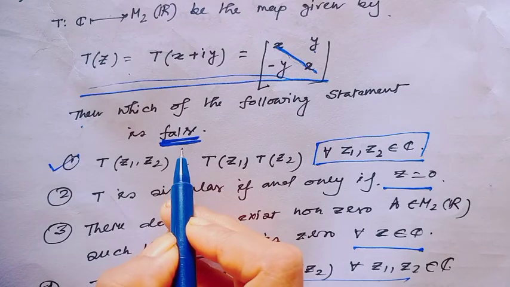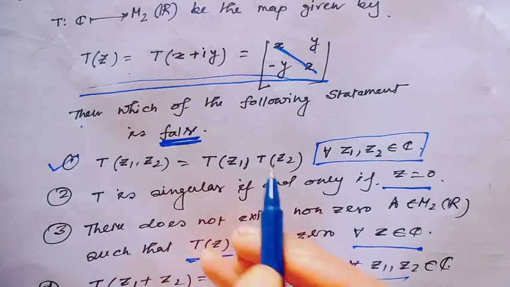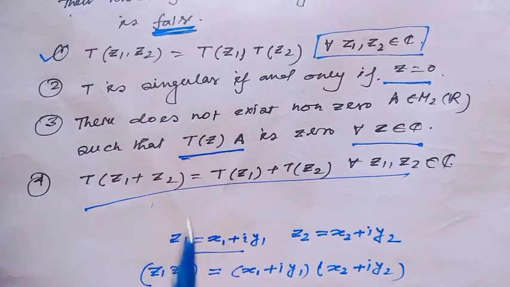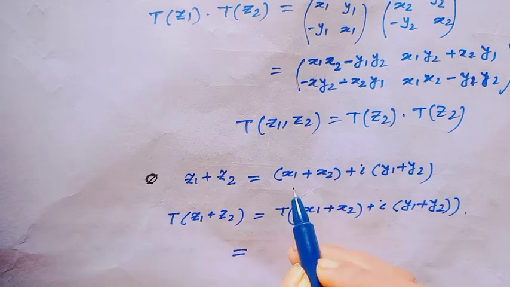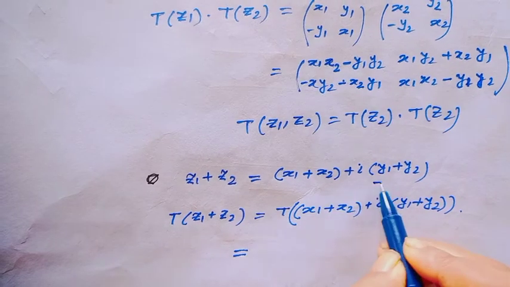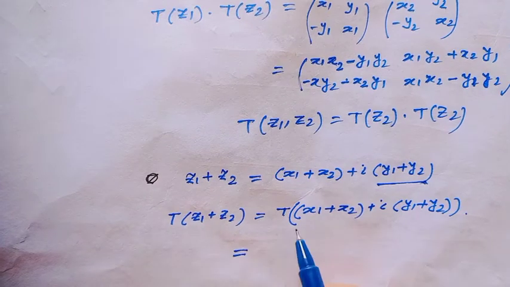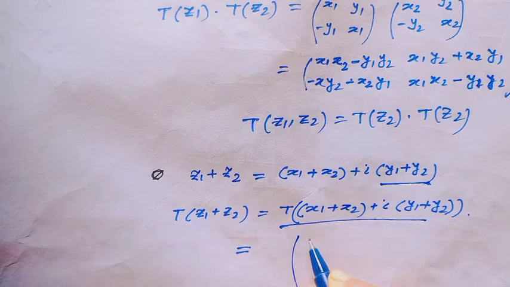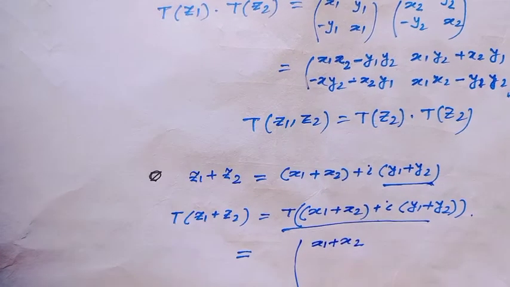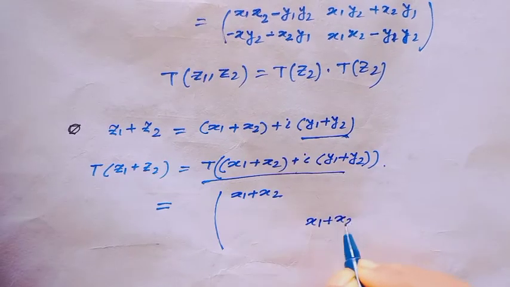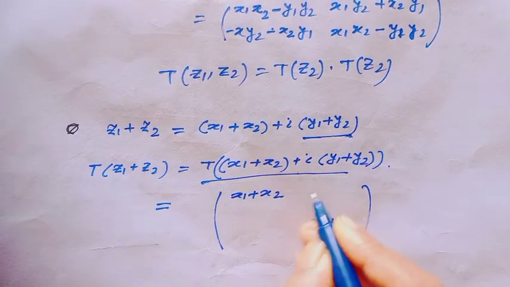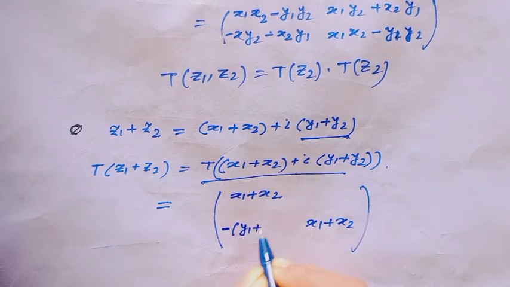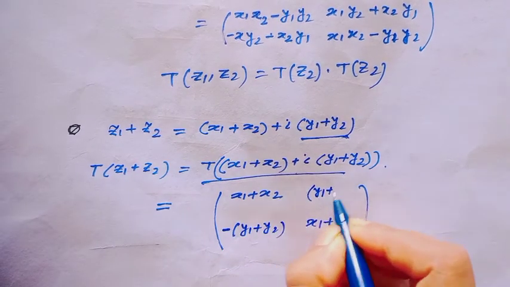But here notice, the question asks which option is false. Now let's see at first the fourth option. Because option 4 is similar to option 1, z1 plus z2 equal to x1 plus x2 plus i times y1 plus y2. Then T of this means the mapping here along the diagonal x1 plus x2, here also x1 plus x2, and along the off diagonal here would be y1 plus y2, and here minus y1 plus y2.